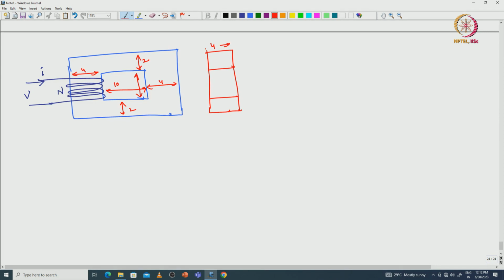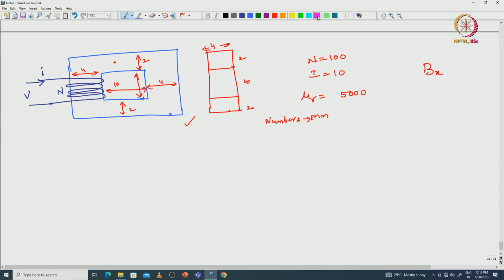this also 4 here and here 2, 10, 2, and given number of turns N is equal to 100, current I is equal to 10, and core permeability mu r is equal to 5000. All numbers are in mm, all dimensions given in this magnetic circuit are in mm. Now, we have to find the flux densities at the point x.